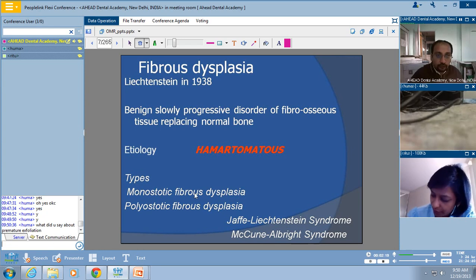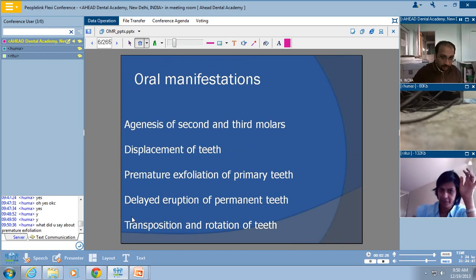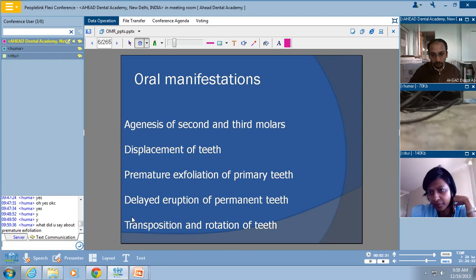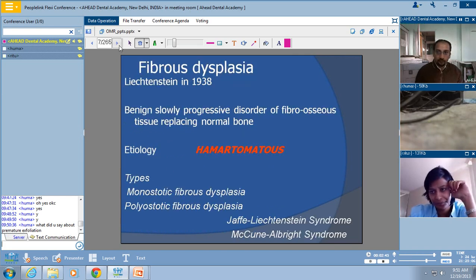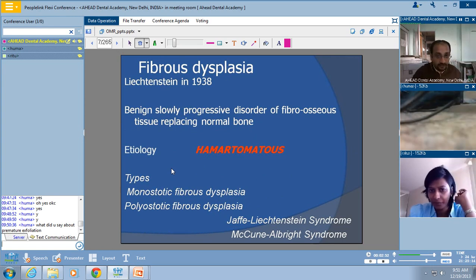The premature exfoliation of the deciduous teeth generally occurs in cherubism, and in addition, sometimes there is also a delayed eruption of the permanent teeth. So these are the certain oral manifestations. Obviously, both things will not happen in the same patient. In some patients of cherubism there will be premature exfoliation, and in other patients there will be delayed eruption of permanent teeth. The reason I came across fibrous dysplasia is because cherubism was previously called familial fibrous dysplasia.